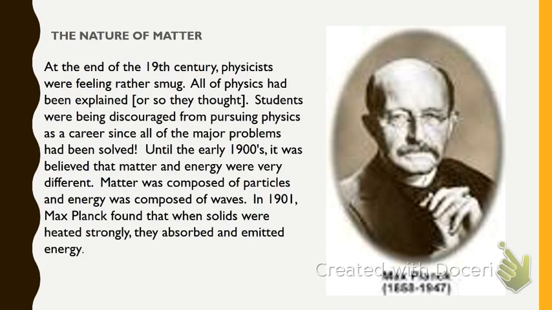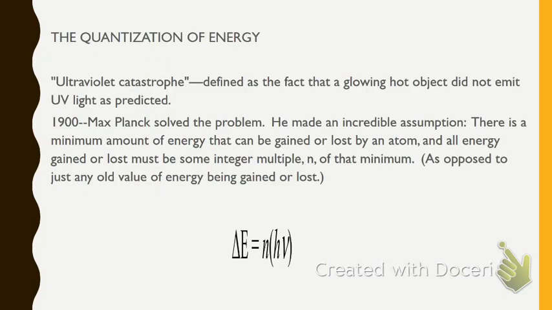And then they started questioning the things that were known at the time, and in the early 1900s it was believed that matter and energy were very different. Matter was composed of particles and energy was composed of waves. In 1901, Max Planck found that when solids were heated strongly, they absorbed and emitted energy. Think of when they were making iron tools and they put the iron in the fire, it would glow red. So that is an example of that. This ultraviolet catastrophe, defined as the fact that a glowing object did not emit UV light as predicted. So Max Planck solved the problem.